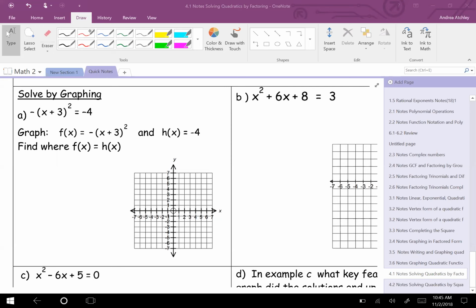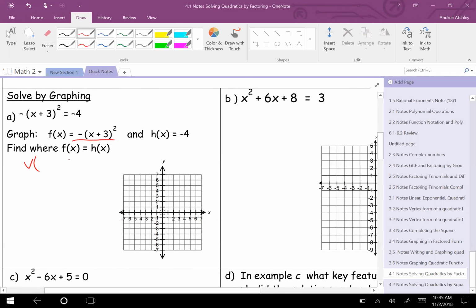So let's review. We're going to graph this vertex. Blake, what is the vertex? Very good. Negative 3 and 0. There's nothing outside of here, so it's a plus 0 there. So I'm going to graph that vertex where x is negative 3 and y is 0.